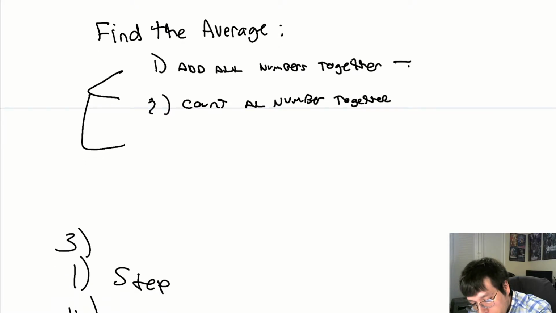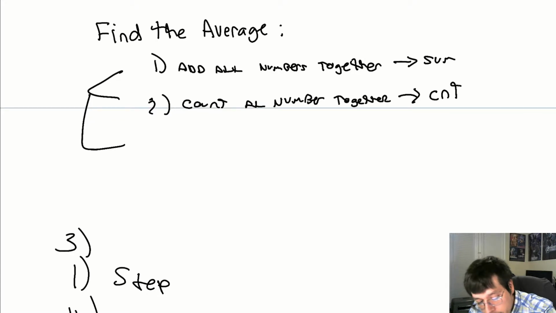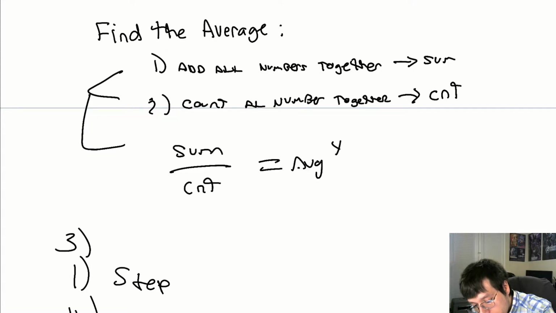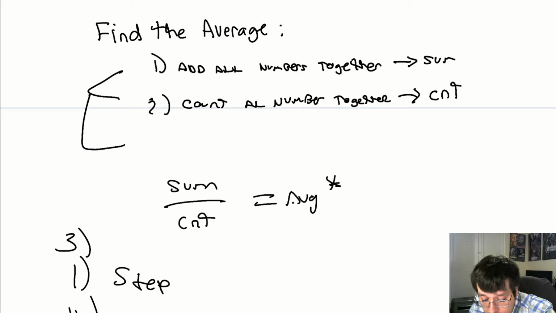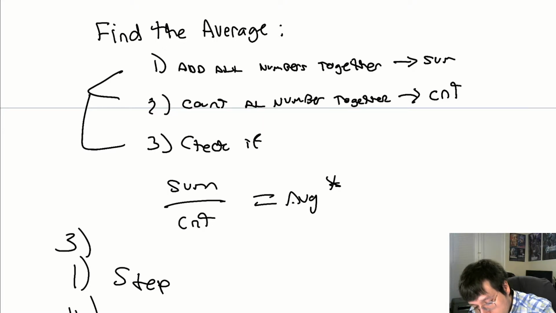So I'm going to store that in a value called sum. I'm going to store that in a value called count. So I'm going to take the sum and divide it by the count, and that is going to be equal to my average. But there's a catch. Before I do this, there's one more step I want to do, and that is to check if count is greater than 1.